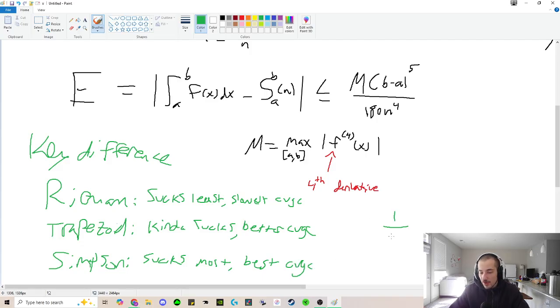1 over n to the fourth is going to be going to 0 much, much quicker than 1 over n squared is. And then really, we've only got 1 over n in the Riemann sum. So it's going to be much better. That's the idea. This here is our numeric integration. If you want to do an example on Simpson's rule, it's the exact same thing as trapezoid rule, and there will be ones on the website that you have to do.